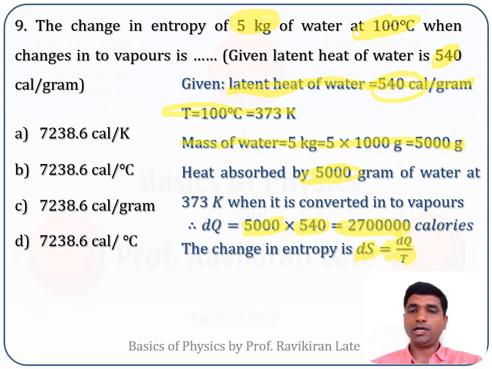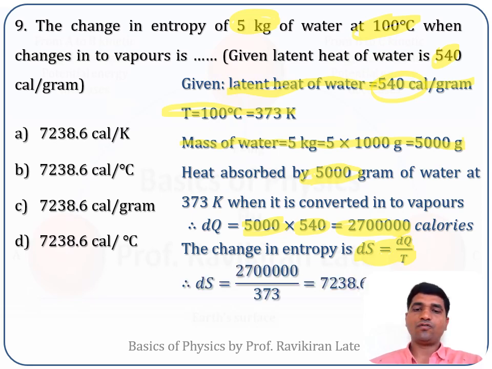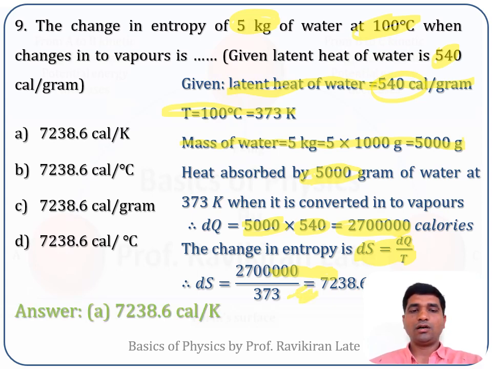So the change in entropy, from the second law of thermodynamics, we can calculate by using the equation dS is equal to dQ by dT. If I substitute these values, dS is equal to 270000 divided by 373. If I do this calculation on a simple calculator, I'll come up with the answer 7238.6 calories per Kelvin, and that is why the correct answer for this question is option number A.